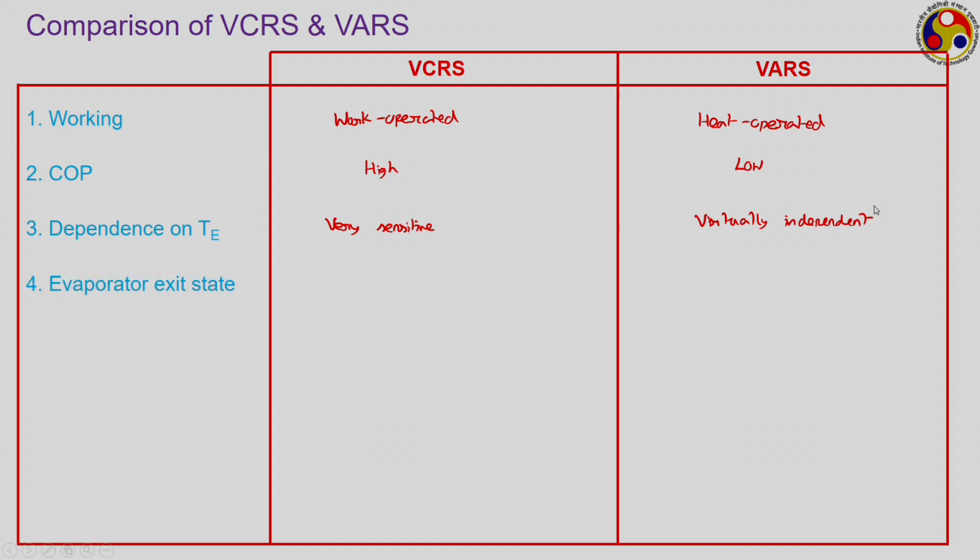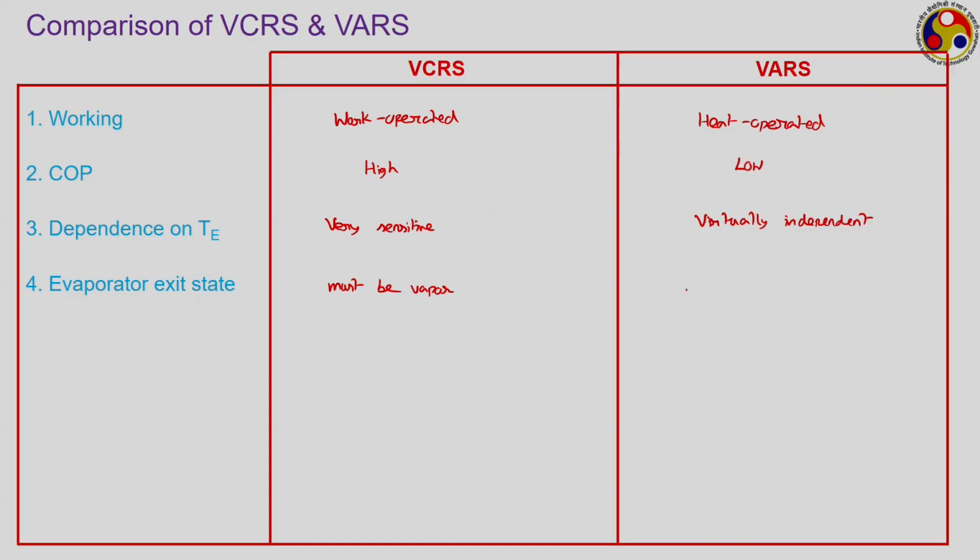Then the evaporator exit state. After the evaporator it is going to pass through a condenser, pass through the compressor, so it must be vapor. We have to ensure that in the evaporator we have at least saturated vapor or preferably superheated vapor leaving and going to the compressor. But in the absorption system it is finally going to the absorber, so it can be liquid also. We always want this to be vapor, but even if some liquid enters the absorber, there is no issue. So, it is much safer from that point of view.